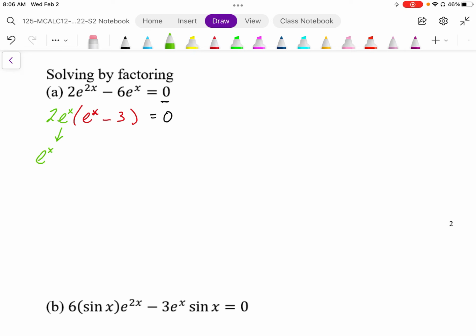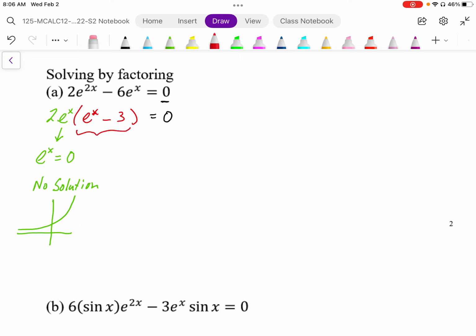So here I can say that e to the x can be equal to 0, and this would solve the equation. In this case here, though, e to the x is never equal to 0, so there's no solution. Okay, so this is an exponential function. If you were to imagine what this exponential function looks like, it's a graph that looks like this, and it never crosses the x-axis, so there's no solution. So then I move on.